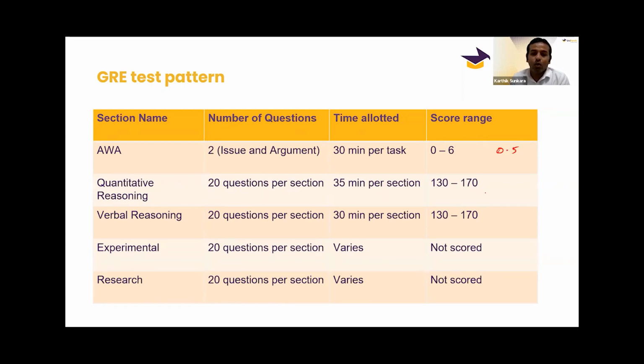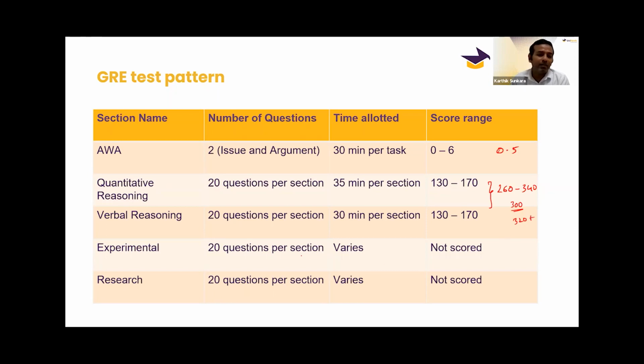Okay, so if you observe here, the combined score will be 260 to 340. That means if you get a score of 260, that means you have got a score of 0. Okay, right. So on an average, most of the students get a score of 300. Okay, this is a decent score. And anything about 320 plus would be a good score.